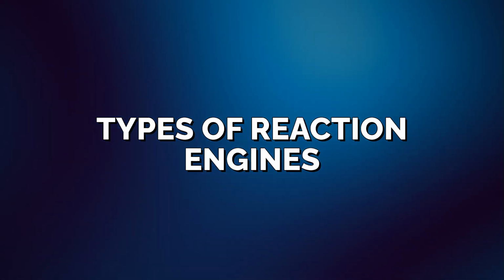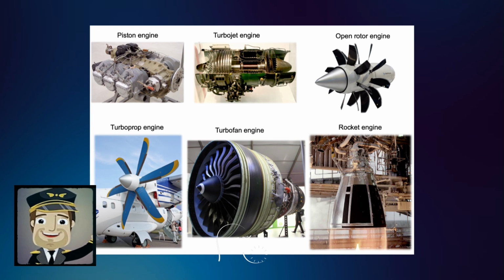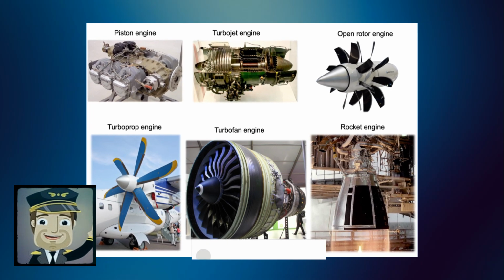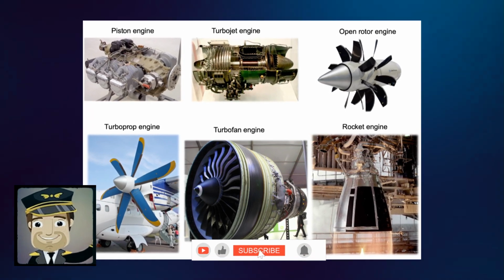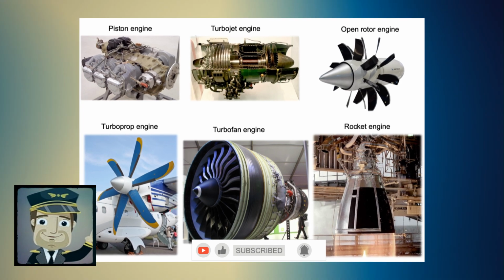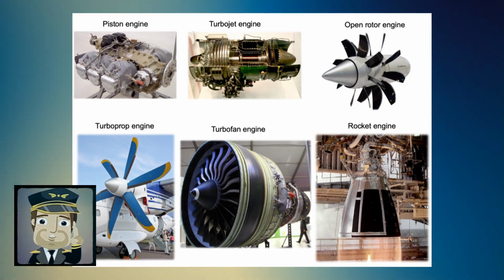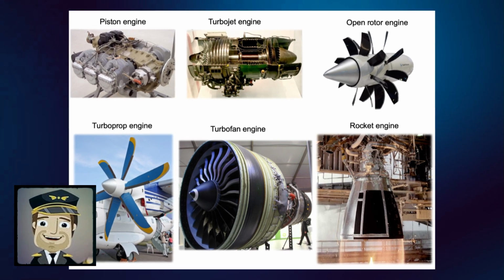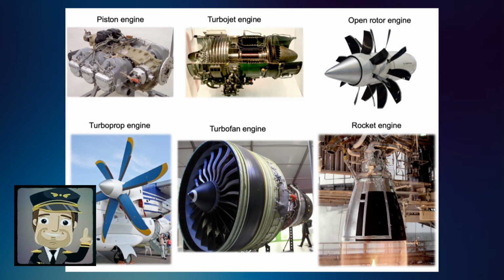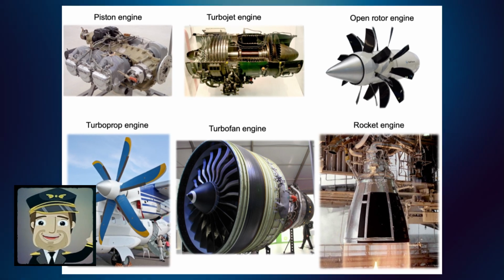Types of reaction engines. Reaction engines are devices that generate thrust by ejecting mass, and they can be broadly categorized as either air-breathing or rocket-like. Air-breathing engines, like turbojets and ramjets, use atmospheric air as part of the propulsion process, while rocket-like engines, like solid and liquid rocket engines, carry their own propellant.